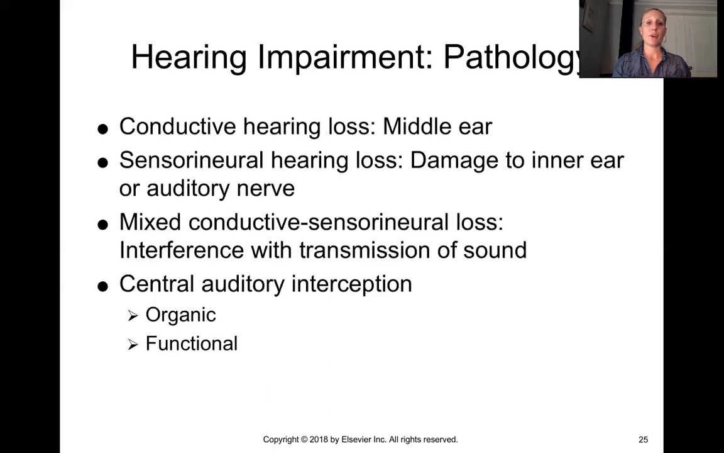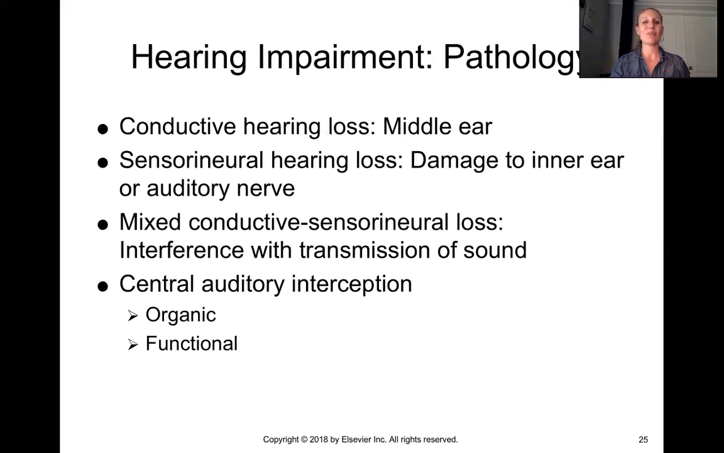So we have conductive hearing loss, and we have sensorineural hearing loss, and then we have the mixed. Conductive hearing loss is the most common, and it has to do with the transmission of the sound. It also has to do with how loud things are. So with conductive hearing loss, we can utilize hearing aids because the hearing aid is going to amplify that sound.